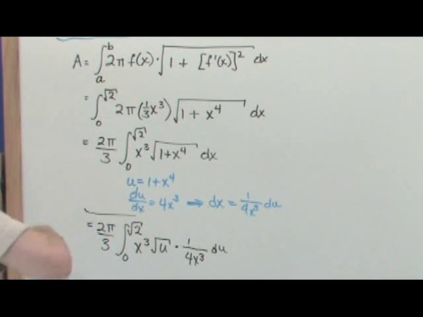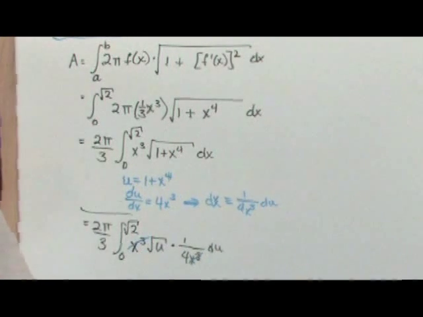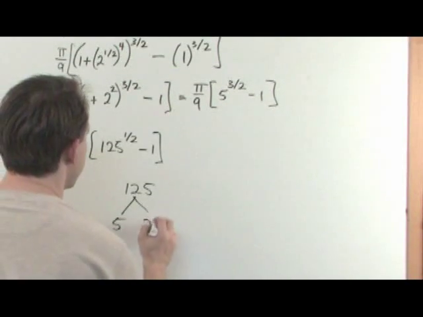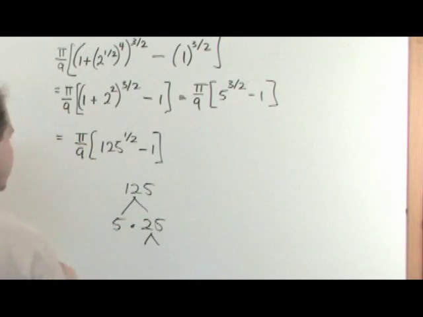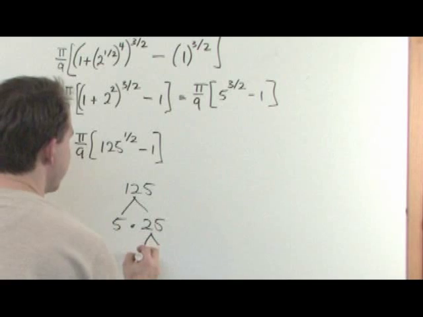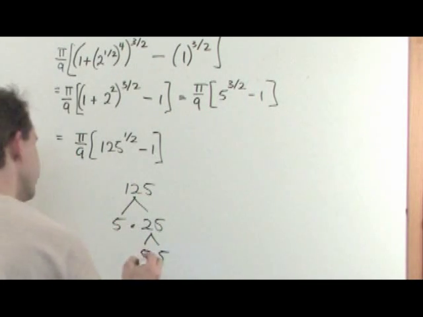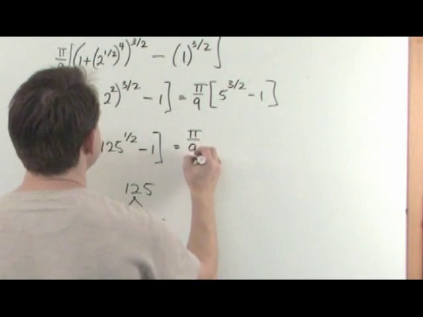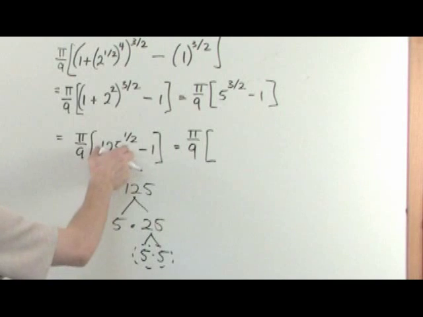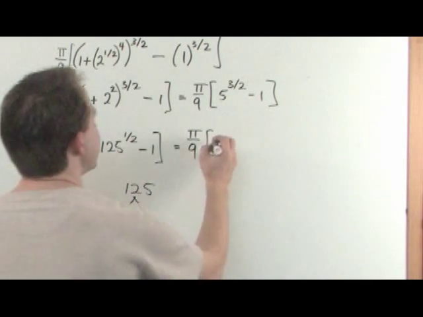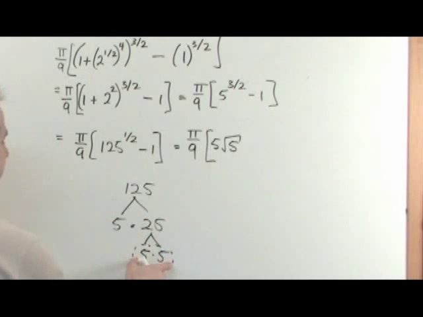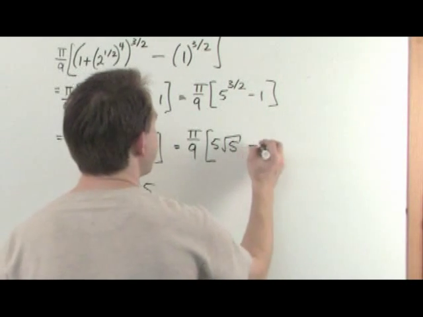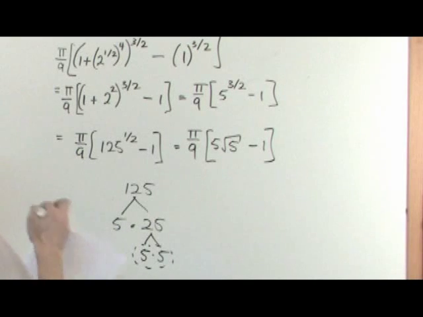Now what's nice about this, obviously the reason we did it, is the cancellation that you get here. So it gives you 125. Well, you have 5 times 25, and 25 can be 5 times 5, and I'm taking the square root. So here's a pair right here. So what I have here is pi over 9 times 125 square root of that is going to equal 5 times the square root of 5, because here's a pair, 5 times the square root of 5. Don't forget I have minus 1 right there. And that is the answer. Pi over 9 times 5 times the square root of 5.